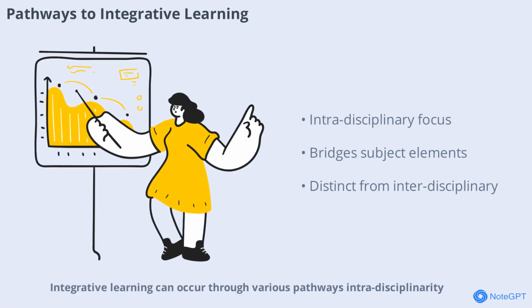Integrative learning can occur through various pathways: intradisciplinarity, interdisciplinarity, and intercontextuality. Synoptic assessment primarily supports intradisciplinary learning, where students connect ideas within a single subject. This is distinct from interdisciplinary learning, which bridges multiple subjects, or intercontextuality, which applies knowledge across different real-world contexts. By focusing on intradisciplinarity, synoptic assessment fills a gap left by the broader and sometimes diluted concept of integrative learning.